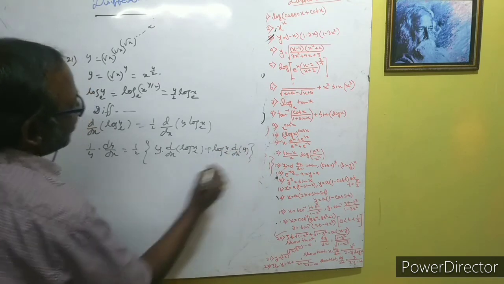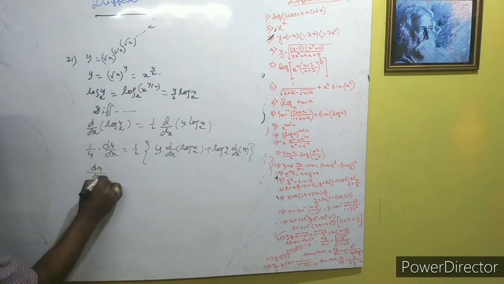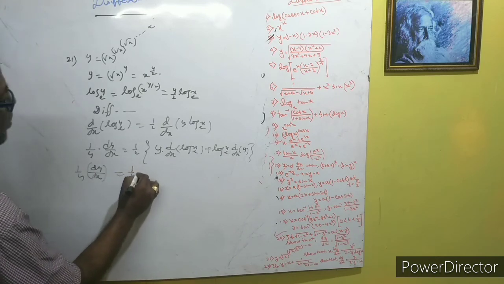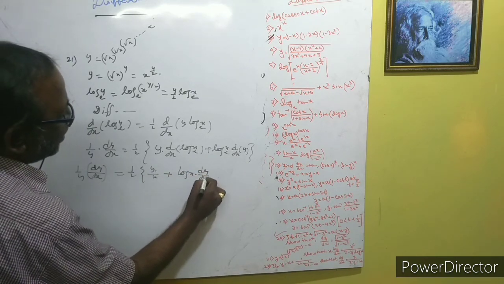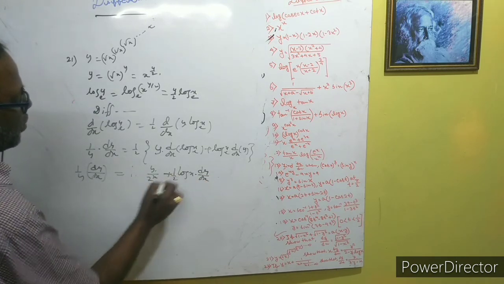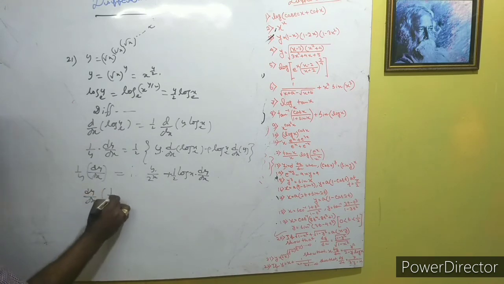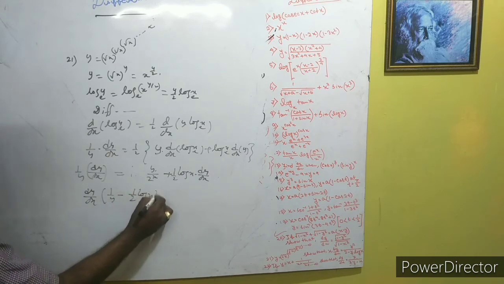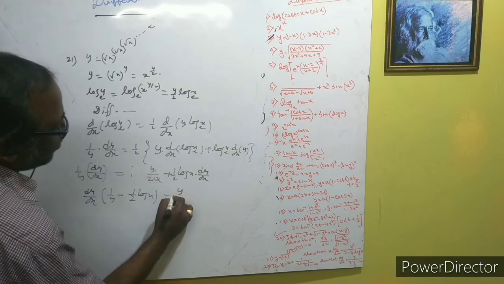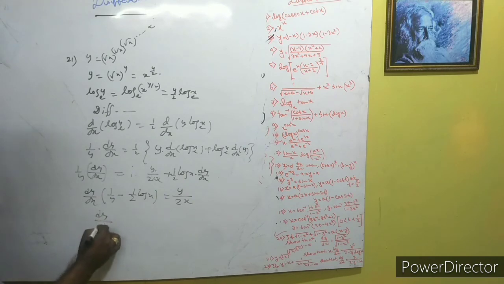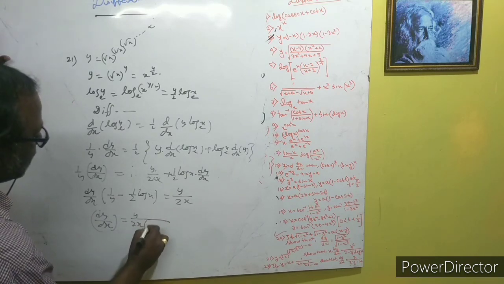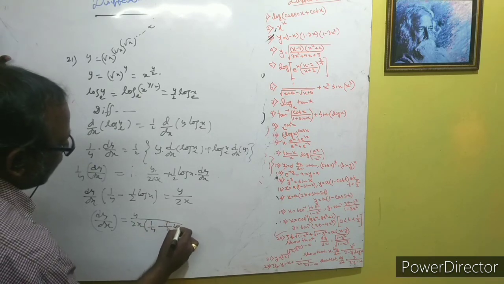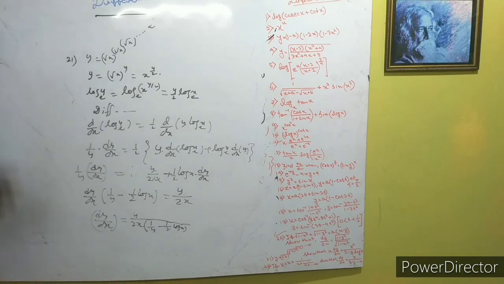So dy by dx, this is 1 by y, and half, and y, the derivative of log x is 1 by x, so log x, and dy by dx. So you multiply by half, this is 2 and this is 2. So you take common dy by dx. So this is 1 by y minus half log x, equal to y by 2x here. So therefore we can find dy by dx is equal to y by 2x divided by 1 by y minus half log x. And we take an LCM and simplify this. Okay, so this is your explanation, and see carefully, this is your answer.